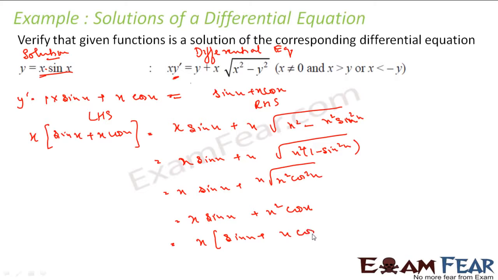If you take x common, so this becomes... So if you see, this guy is equal to LHS itself. So I can prove that my LHS is equal to RHS. That means this is true. Correct?